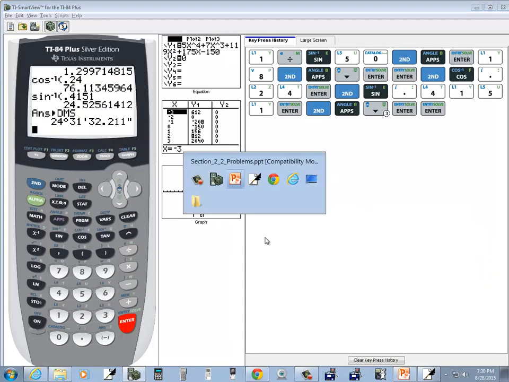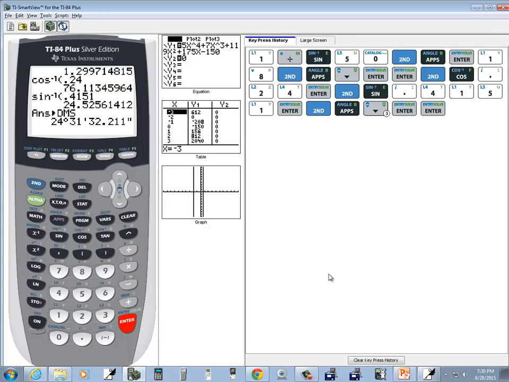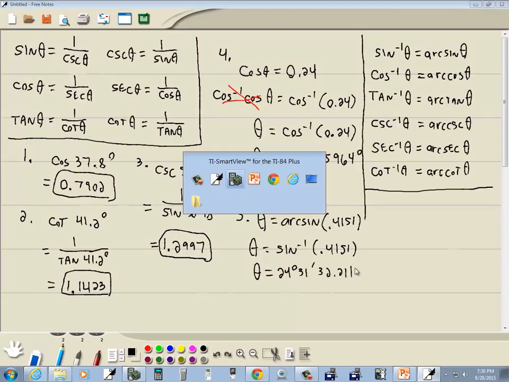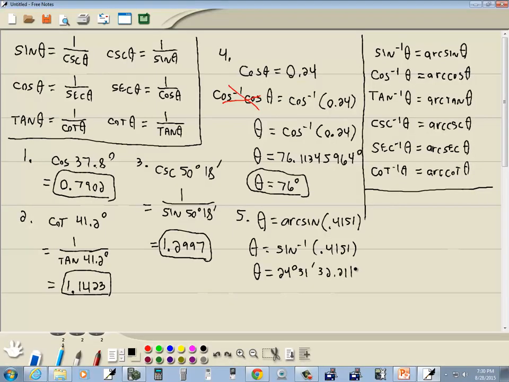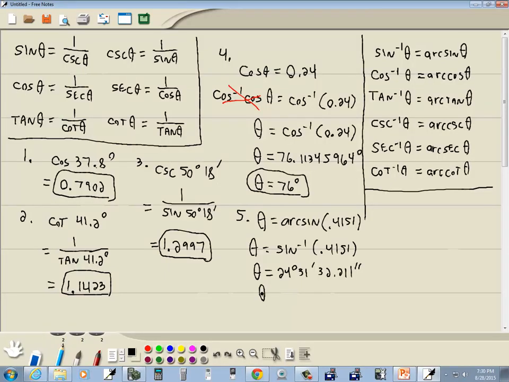So this becomes 24 degrees, 31 minutes, and 32.211 seconds. But this problem's asking us to take it to the nearest 10-minute mark, which means the nearest 10-minute mark, this is 31, so the nearest one is going to be 30 minutes. So our answer will be 24 degrees, 30 minutes.